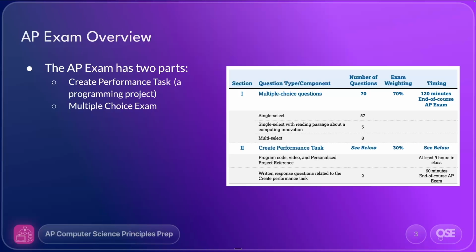Multiple choice section is going to have 70 questions and it's going to last 120 minutes. Plenty of time to finish the questions and nap. And the create performance task is going to have just 2 questions and it's going to be a whole hour to complete those 2. Today we're focusing on the concepts that will be tested in the multiple choice section. However, some of these also apply to the performance task.